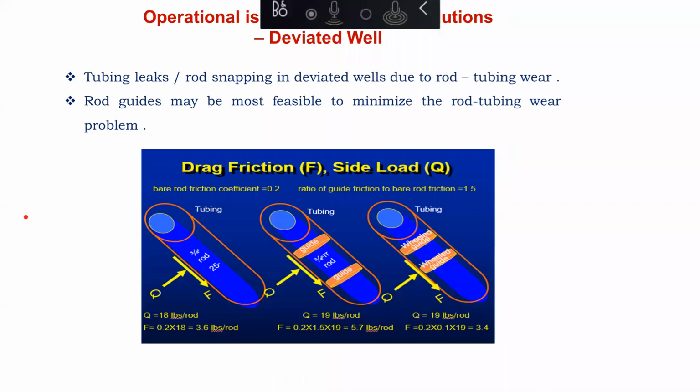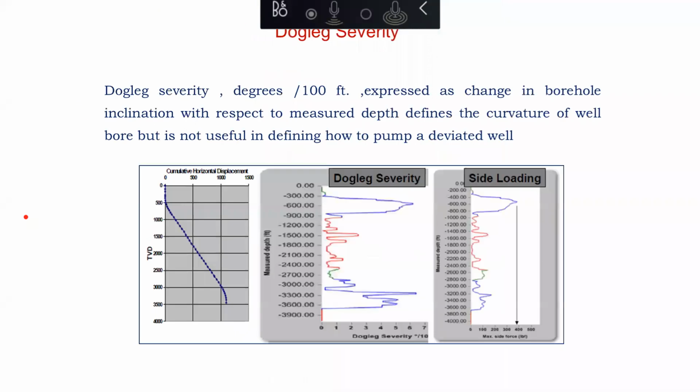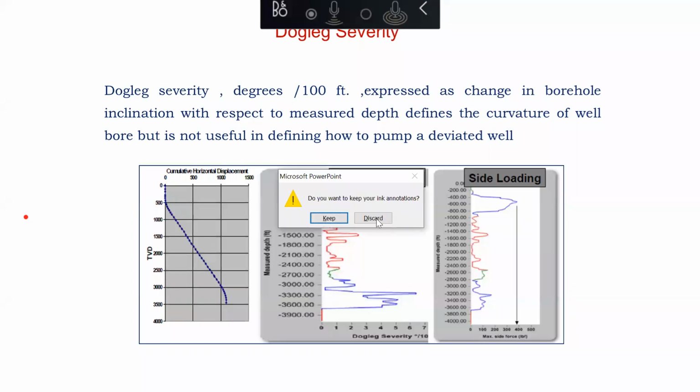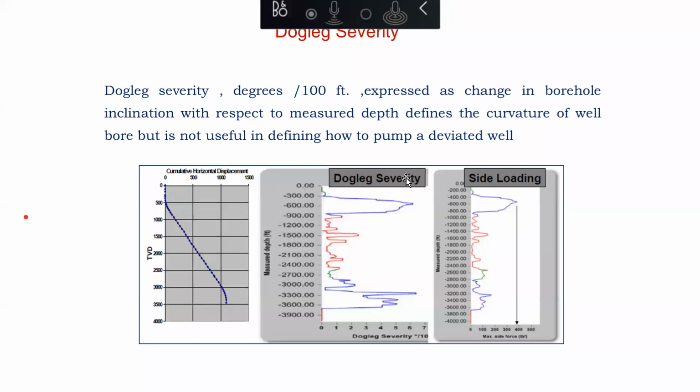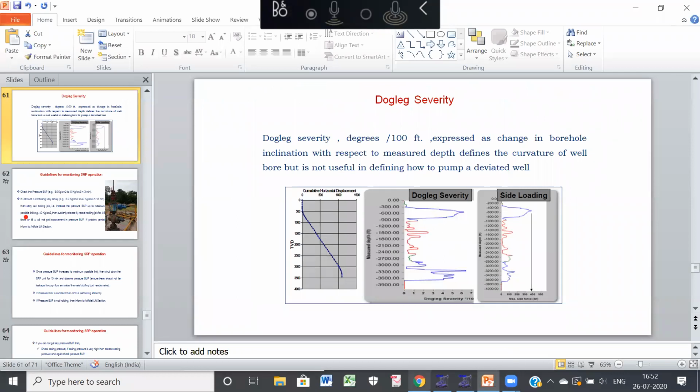One more problem is your deviated well. In a deviated well, the problem will be side friction because of the deviation. Usually in a deviated well, you have your dogleg severity, which is the severity of the change in the borehole inclination. Usually this will be limited to 3 degrees per 100 feet. So you don't want your dogleg severity to be more than 3 degrees per 100 feet. Basically, it can be calculated using your data.